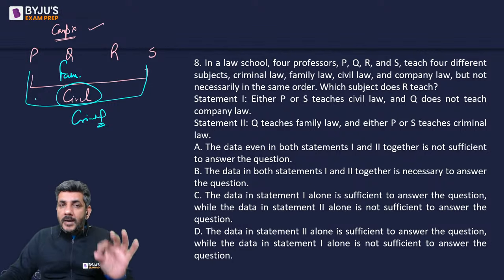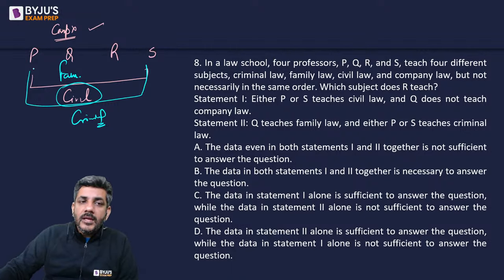So if I combine them, combine करके पक्का हो गया. P and S are teaching civil or company, civil or criminal. Q is teaching family law.